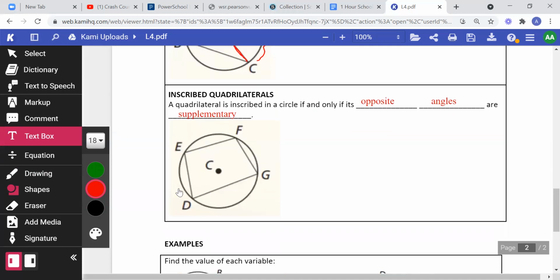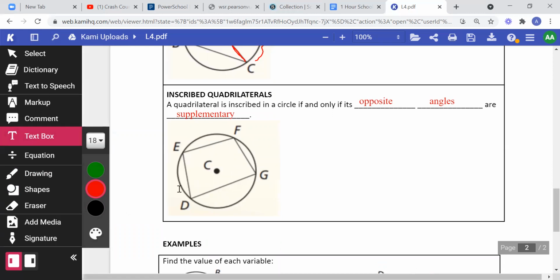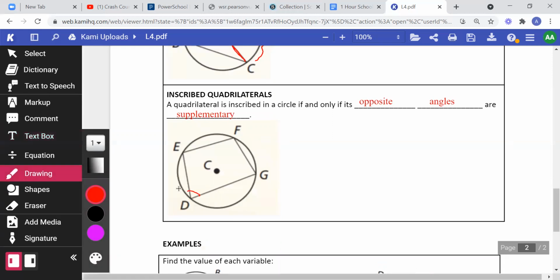So if they are supplementary, that means the angle at D and the angle at F, the measure of D plus the measure of F, will always be 180 put together. The other pair, E and G, face each other. So the measure of angle E plus the measure of angle G will add up to 180 as well.